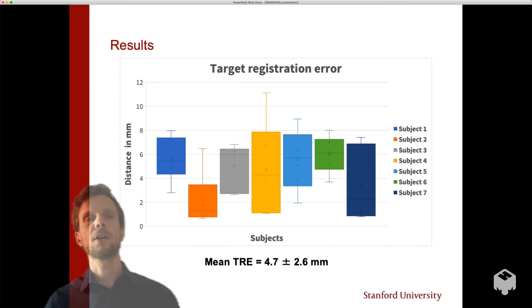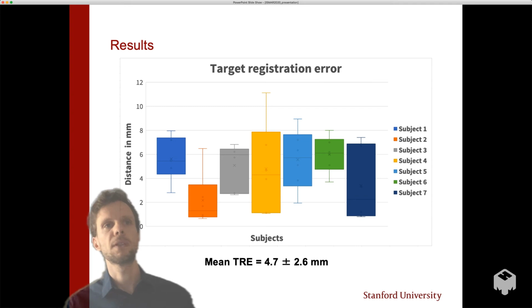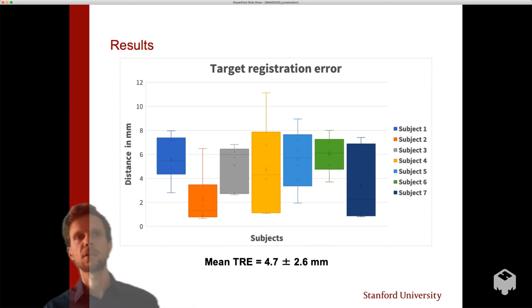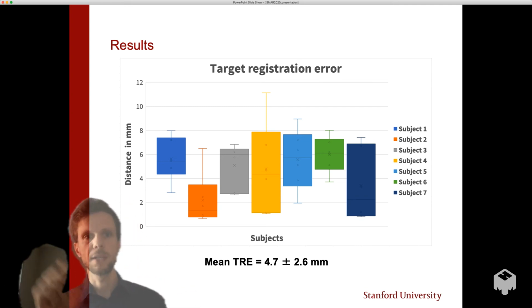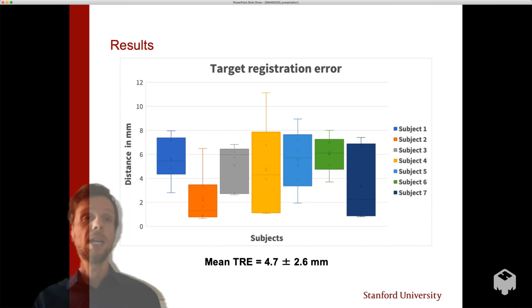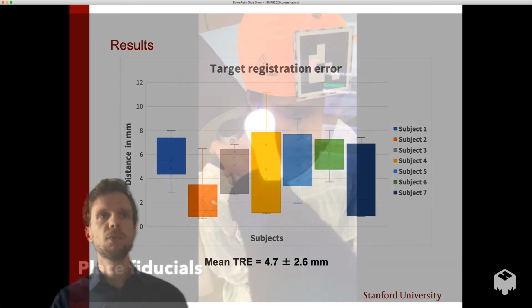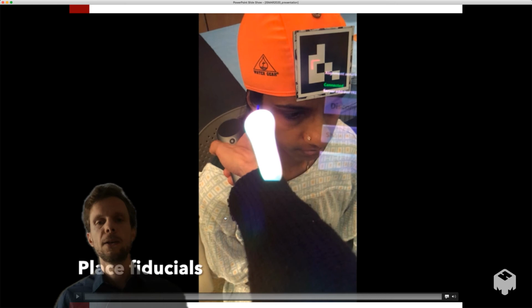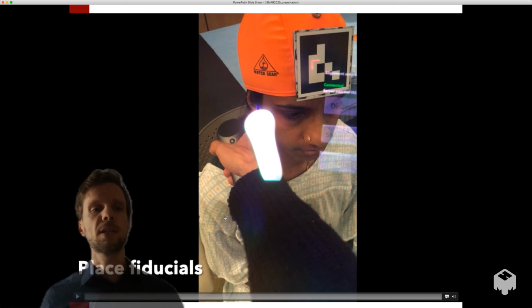I rather want to talk about applications that we are using and that we are planning to use this technique with. So 4.7 millimeters is of course not good enough if you want to start neurosurgery and start cutting open the brain. It is, however, quite good for our intended application, and that is for guiding non-invasive brain stimulation treatment.